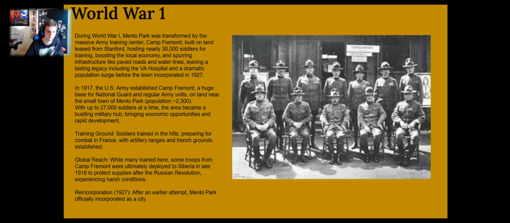Some troops from Camp Fremont were ultimately deployed to Siberia in late 1918 to protect supplies after the Russian Revolution of 1917, experiencing harsh conditions. And also the reincorporation in 1927: after the earlier attempt after World War I, Menlo Park was officially incorporated later as a city here.